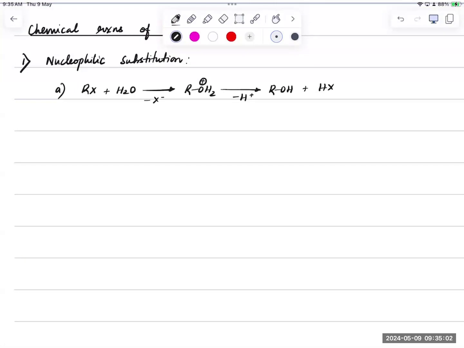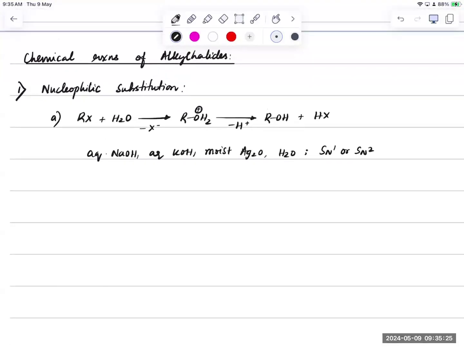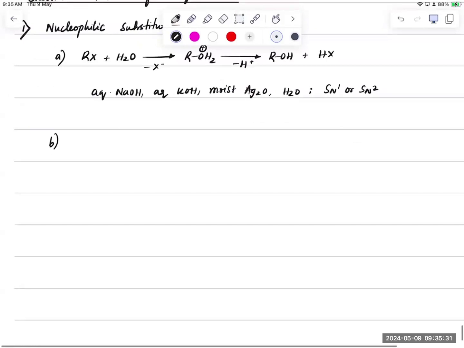So wherever we see aqueous NaOH, aqueous KOH, moist Ag2O, and H2O, they all will undergo SN1 or SN2 depending upon the alkyl halide, whether it is 1 degree, 2 degree, 3 degree. Depending upon that, accordingly we'll get the reactions. Okay. B is Williamson synthesis.